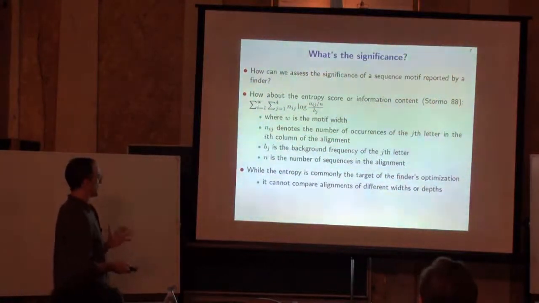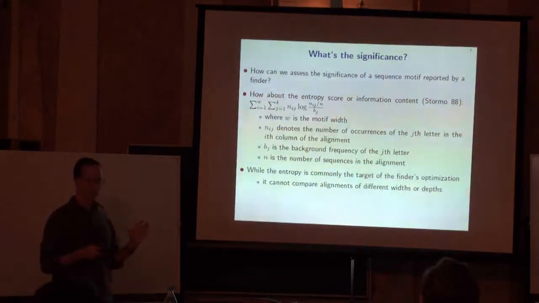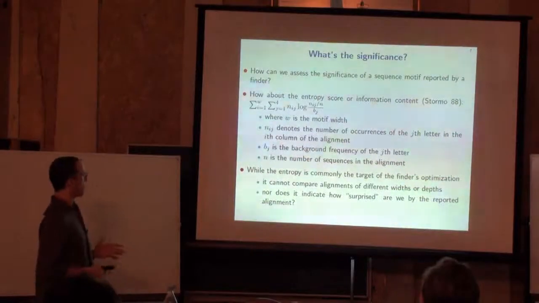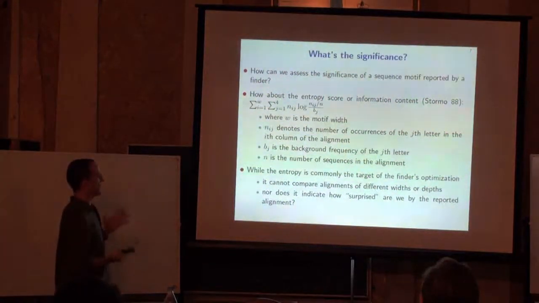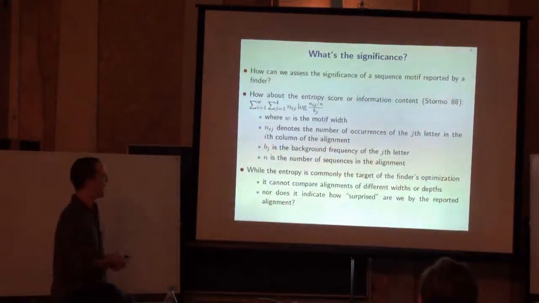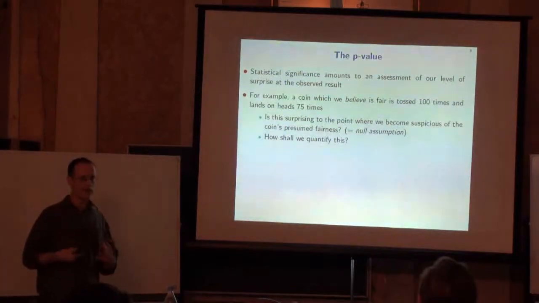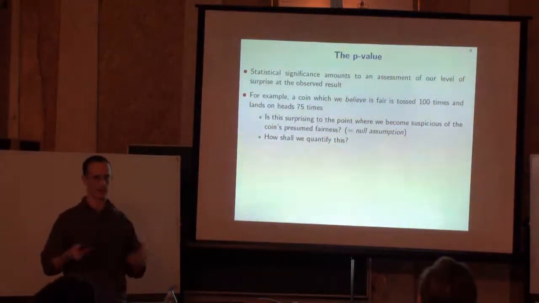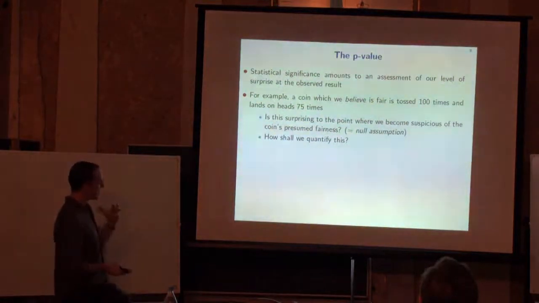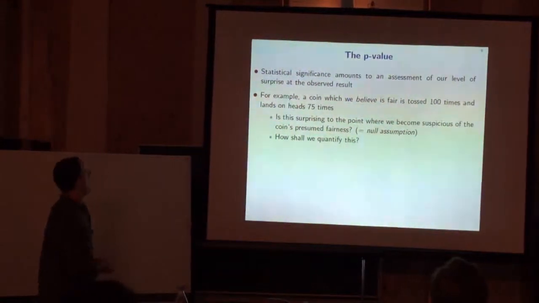While it can do that, the entropy score cannot compare alignments of different widths or depths because of normalization issues. More importantly, it does not indicate how surprised we are by the reported alignment. And it really is that measure, that surprise level, that amounts to statistical significance. When we ask for statistical significance, essentially we're asking how surprised we are at what we observe.